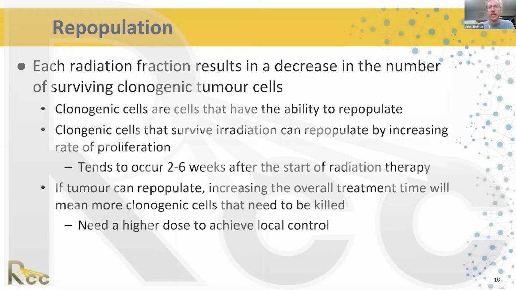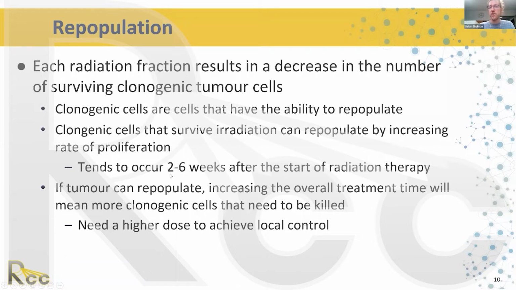Repopulation. Each radiation fraction results in a decrease in the number of surviving clonogenic tumor cells. So clonogenic cells are the cells that have the ability to repopulate. Clonogenic cells that survive radiation can repopulate by increasing the rate of proliferation. So this is an important concept. This typically occurs 2 to 6 weeks after the start of radiation therapy. So right when you start radiation therapy, you're killing tumor cells, you're killing healthy cells, but what's important is the tumor doesn't start really repopulating at a high rate until a delay of about 2 to 6 weeks for different tumor types.